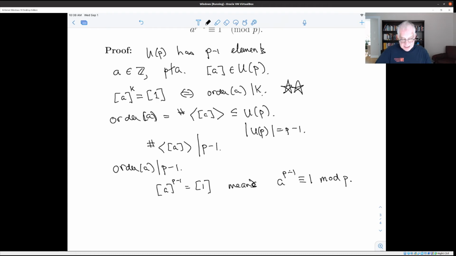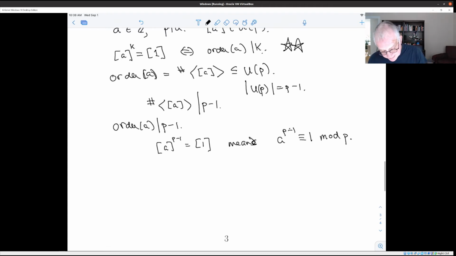We could check this in a few special cases. If we go back, let's look at U(7). If we take 2, our a is 2, then 2 to the 6th is actually equal to 64. It's 4 times 4 times 4. And that is, in fact, congruent to 1 mod 7.